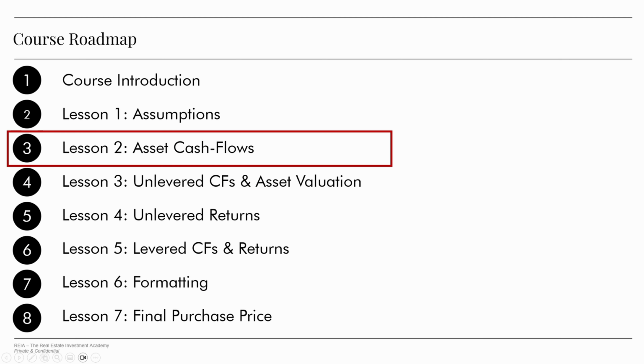This is the second lesson of this financial modeling course, and what we're doing in this lesson is using the assumptions from the previous lesson to forecast our asset cash flow. So we are not yet including any sales proceeds, and we're also not including any acquisition costs. All we're doing for now is forecasting the operational cash flows of the asset. We will later use the operational cash flows, so the asset cash flows, for our unlevered cash flows and our unlevered returns. But for now, we're focusing on the asset cash flows.